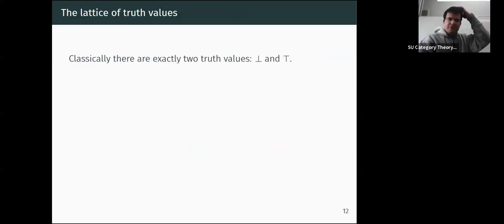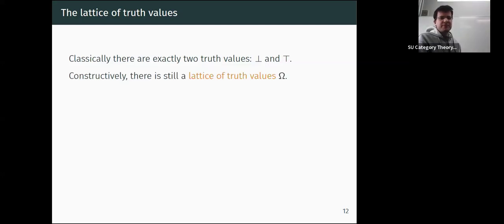But for now, just very quickly, I want to start talking about the lattice of truth values, and we'll continue this next week. Classically, we just have two truth values. We have false and we have true. Very straightforward. What happens constructively is not so straightforward.